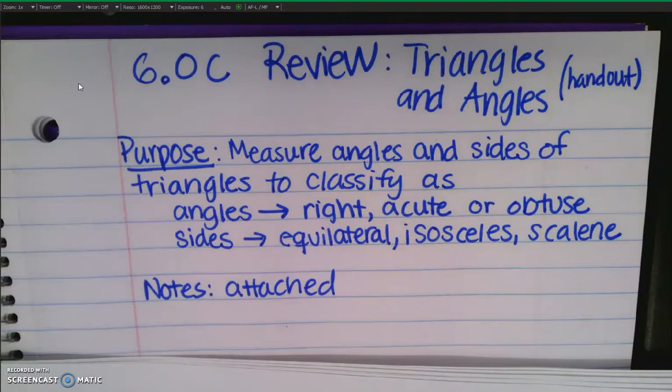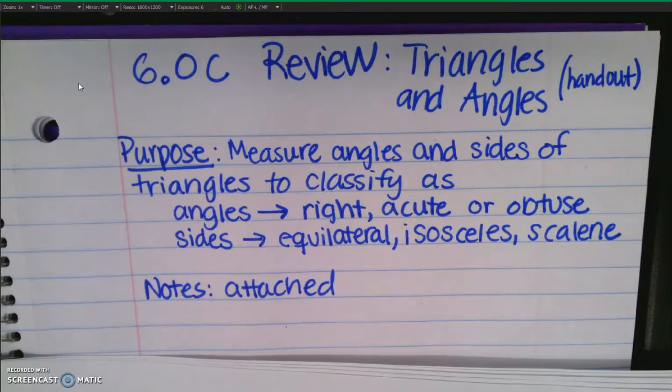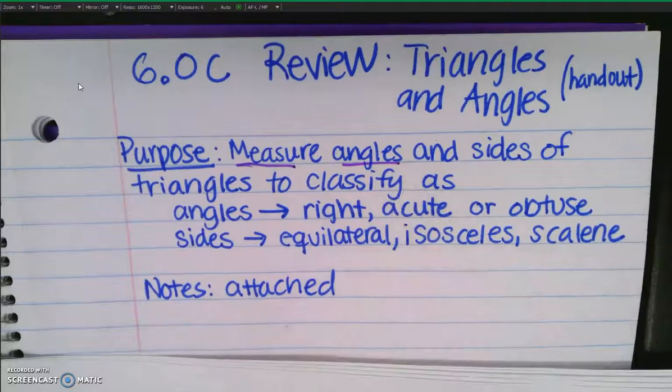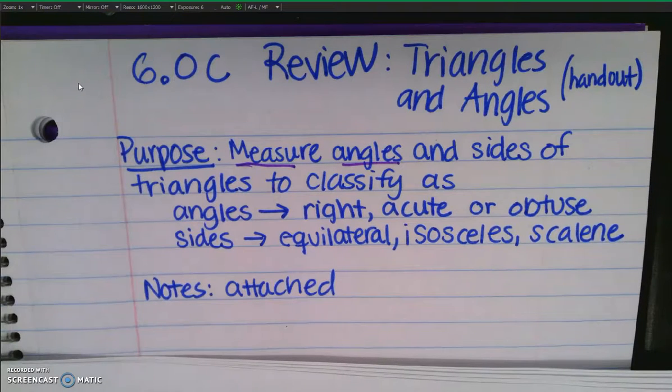We're going to be working on 6.0C review, triangles and angles, and it is a handout. You will need a protractor because we're going to be measuring angles. So please pause the video for 2 to 3 minutes to finish writing down your lesson purpose in your notebook and pass out the handout for the lesson. Thank you. Please pause the video for 2 to 3 minutes.